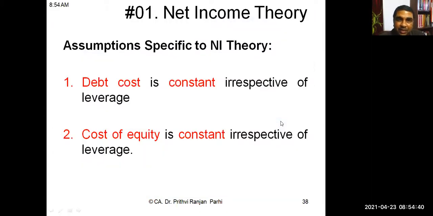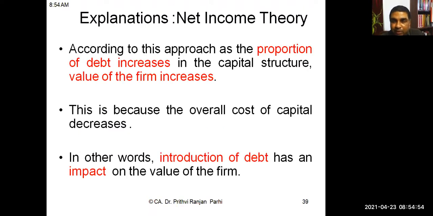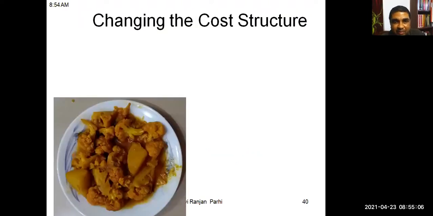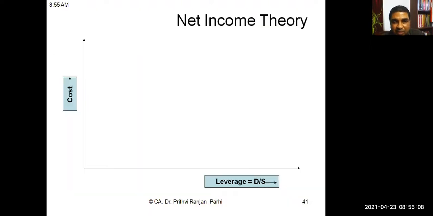After that, we have understood what is net income theory. There are specific assumptions to this theory. The assumption is that cost of debt is constant irrespective of leverage, and cost of equity is constant irrespective of leverage. And you already know, which is less costly, debt or equity? Debt is less costly. And on that basis, I had given you this example.